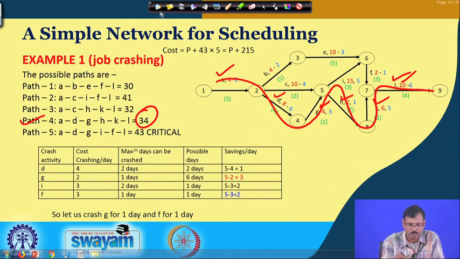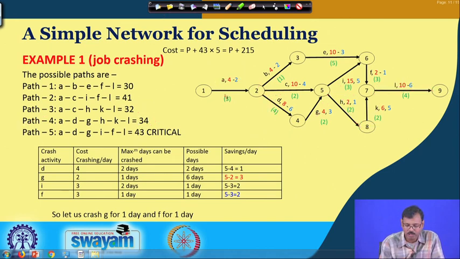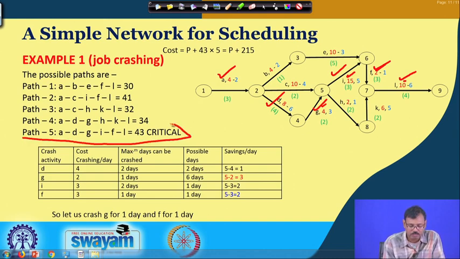And this is path 5, which is A, D, G, I, F and L. If we consider this, it comes to 4 plus 8, 12, 12 plus 4, 16, 16 plus 15, 31, 31 plus 2, 33, plus 10, 43. So, path 5 is taking 43 days to complete.